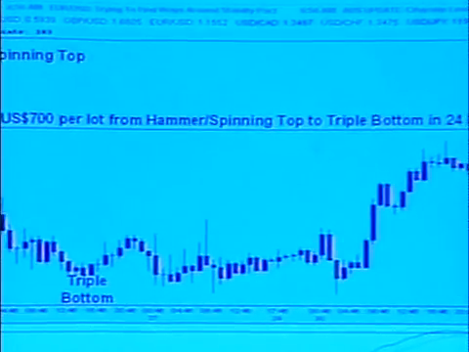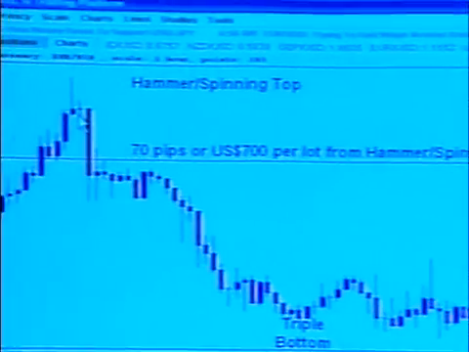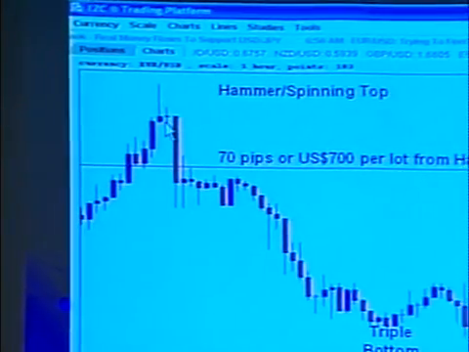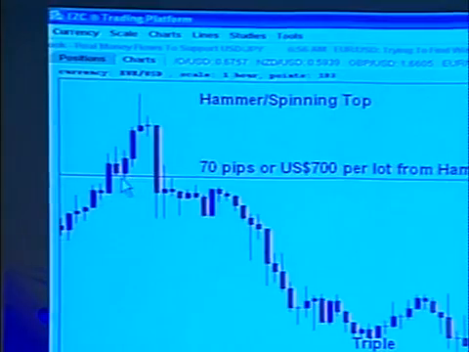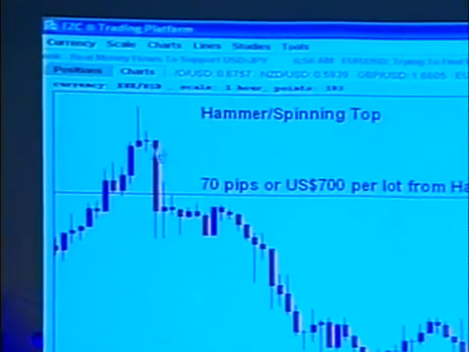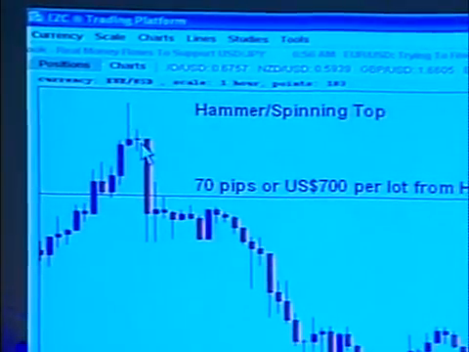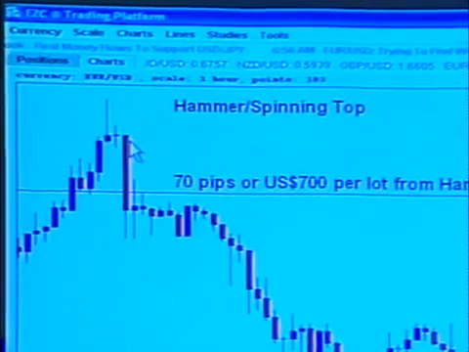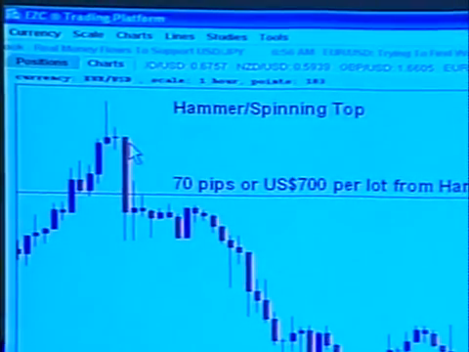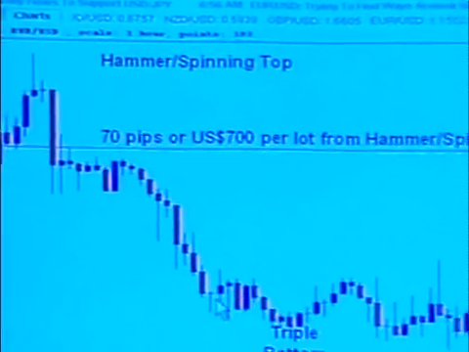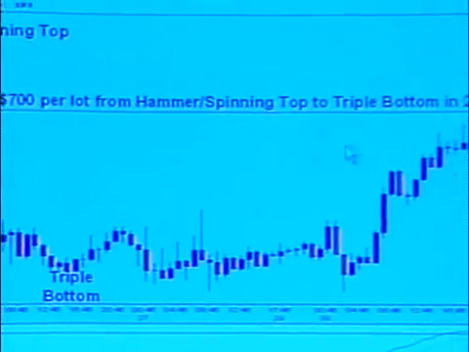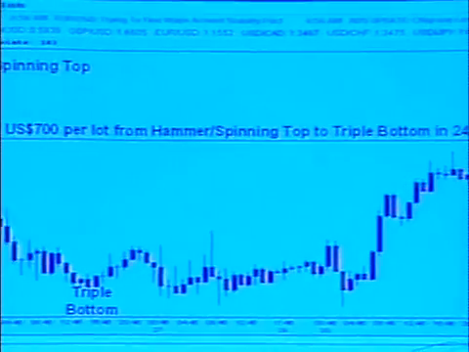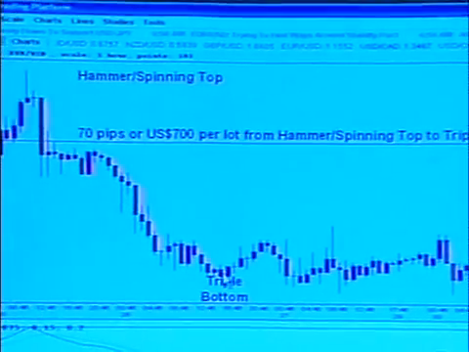Now here's an example of a spinning top, a hammer and a spinning top back to back. And see how we had a run up here, a hammer and a spinning top, and then price did exactly what you thought it was going to do. It went down. And it put in $700 per lot in 24 hours from that combination of hammer and spinning top all the way down to this triple bottom.